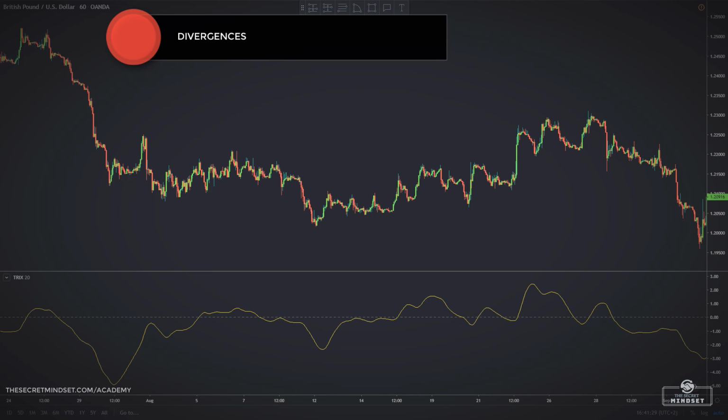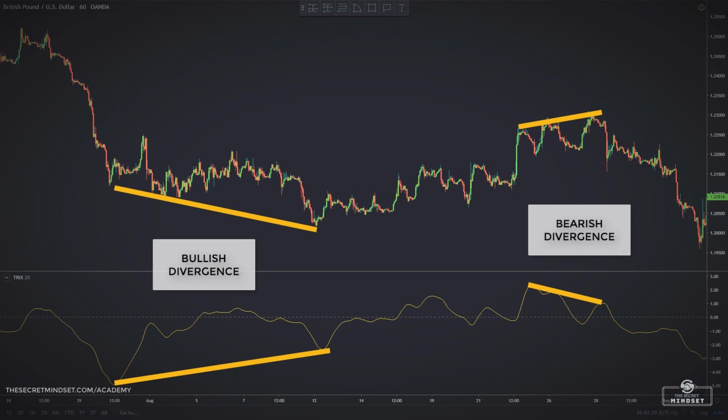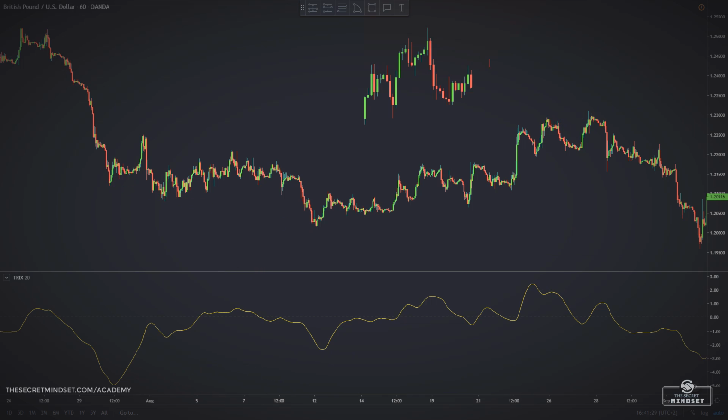Divergences are another useful aspect of this indicator. Bullish divergence indicates that selling momentum is not as great as it was on the prior price drop. Weak selling momentum could lead to an eventual reversal. Bearish divergence is when the price makes a higher high, but the Trix doesn't. It signals weakening buying momentum, which could result in an eventual reversal.